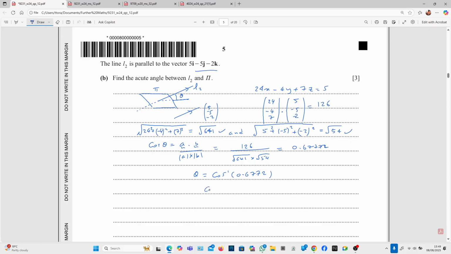Doing this, θ turns out to be 47.37 degrees, but we're looking for the acute angle between them. So I'm going to say the acute angle is equal to 90 minus this 47.37 degrees, which makes it 42.62, to 3 significant figures. So this is the second question from the Further Maths paper code 9231, 2024, paper 1. Take care.